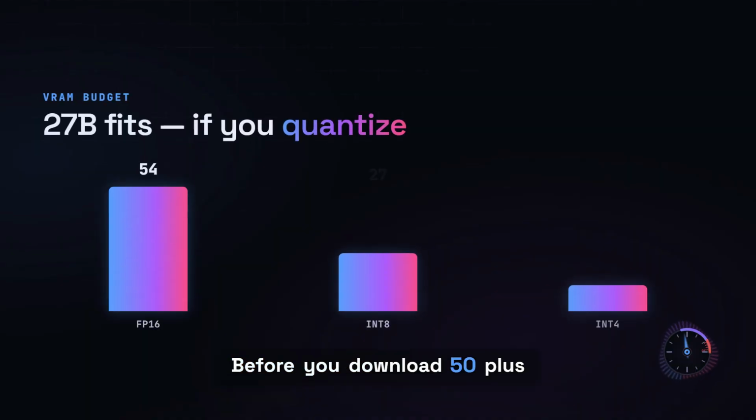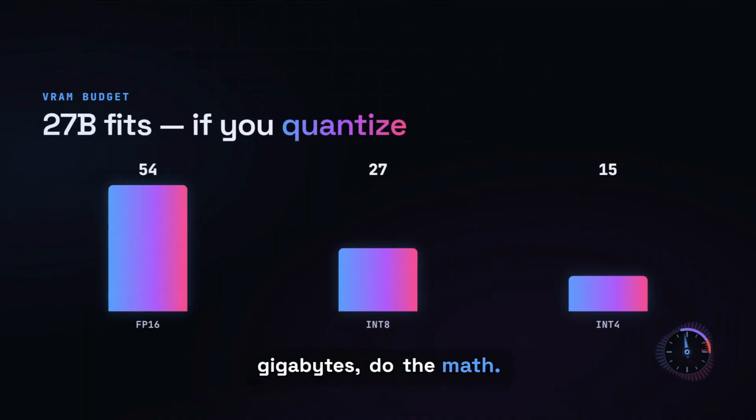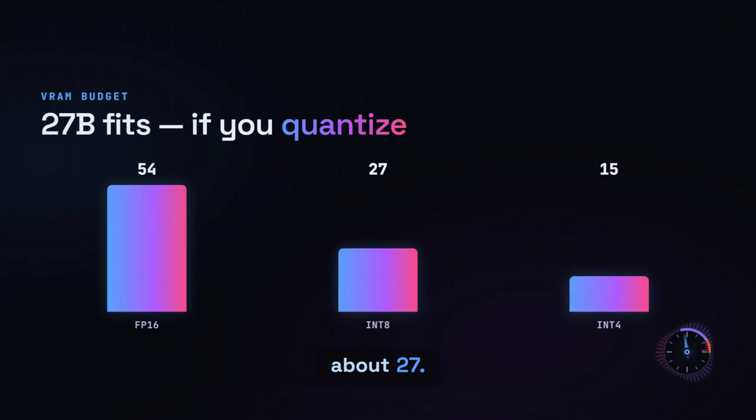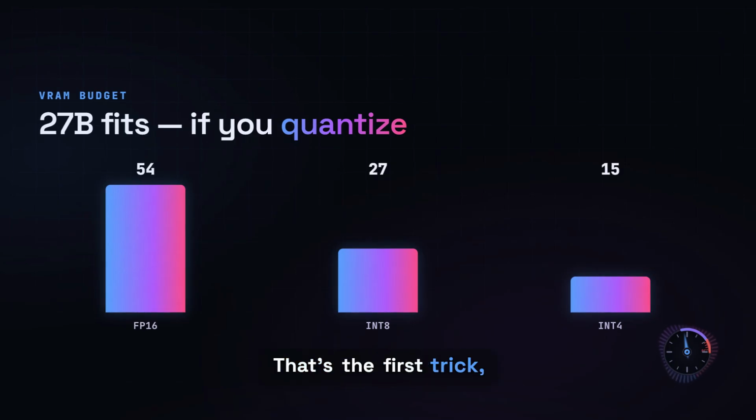Before you download 50 plus gigabytes, do the math. A 27B model in full precision is around 54 gigs of VRAM. In 8-bit, about 27. In 4-bit, roughly 15. So a single 24 gig card runs it comfortably in 4-bit. That's the first trick, quantize.